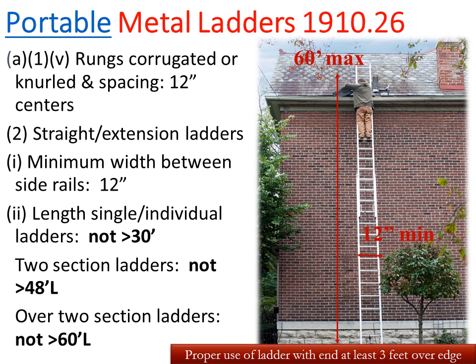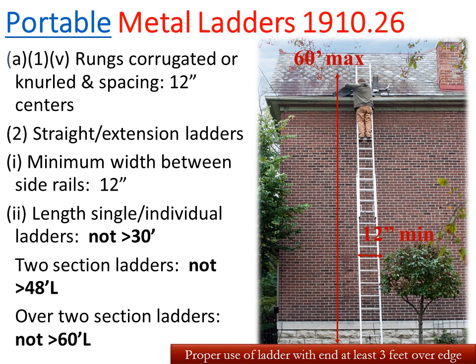Portable metal ladders have a 12-inch spacing in between each rung, as well as a minimum of a 12-inch spacing between each side. Single ladders, so that's one single metal ladder, not an extension ladder, should not exceed 30 feet. 2-section ladders should not exceed 48 feet. And over 2-section ladders, so that's a 3-section ladder, should not exceed 60 feet in length.